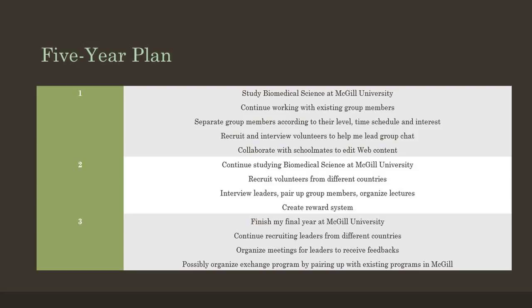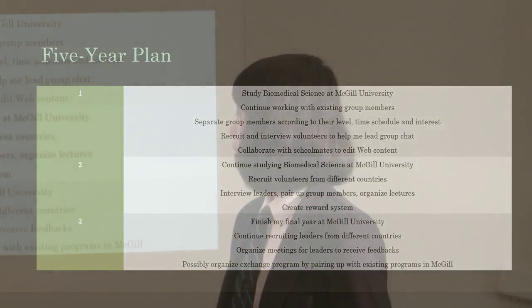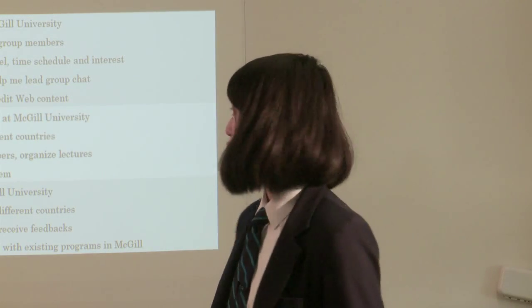In the third year, I will be graduating from McGill University because I'm doing a 3-year degree program. I'm going to continue working on the second stage of my GAP plan. I will organize meetings for leaders so they can discuss some of the difficulties they have met throughout the year, and possibly find some strategies to overcome these difficulties. And maybe I will think about pairing up with existing programs in McGill to give my members opportunities to go on exchange.